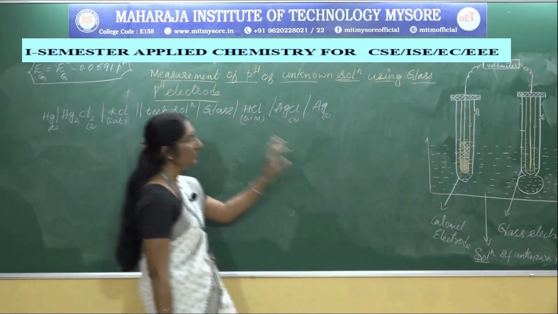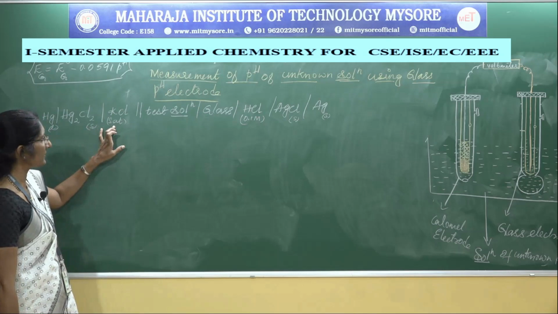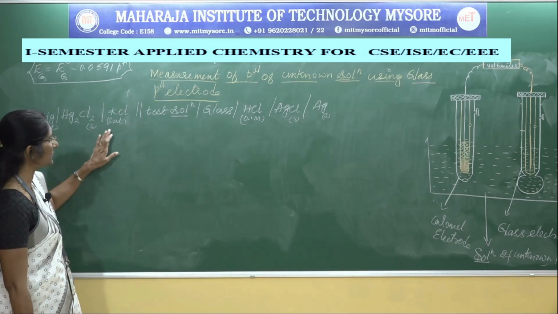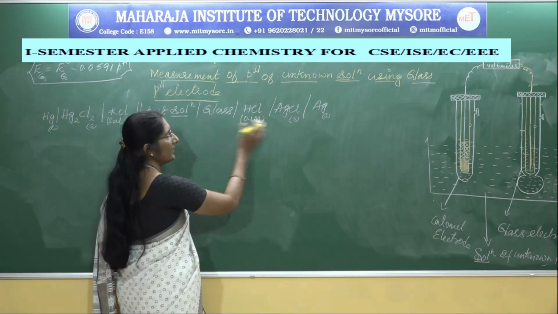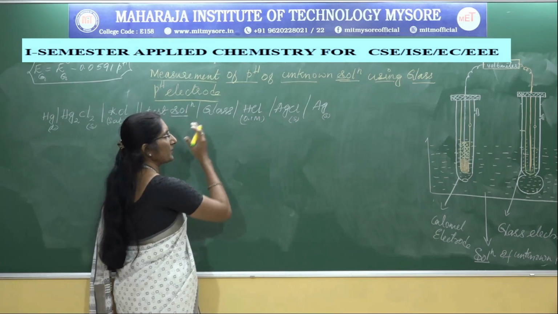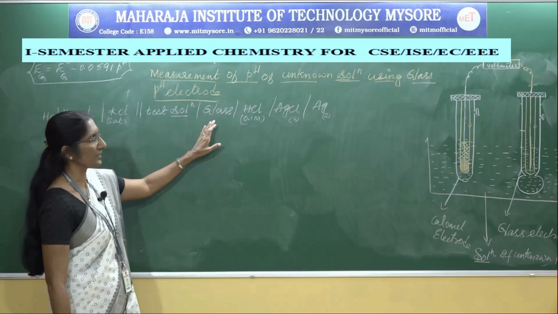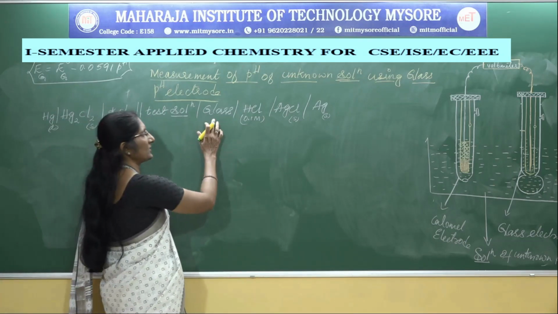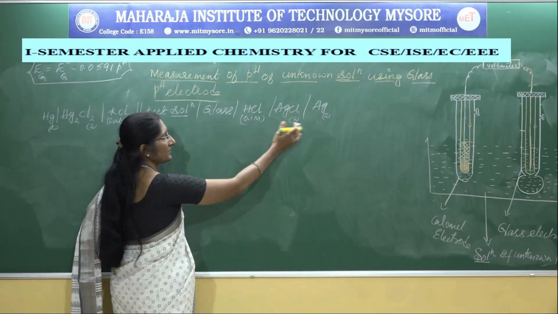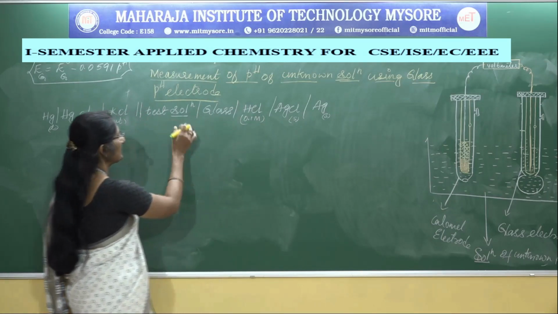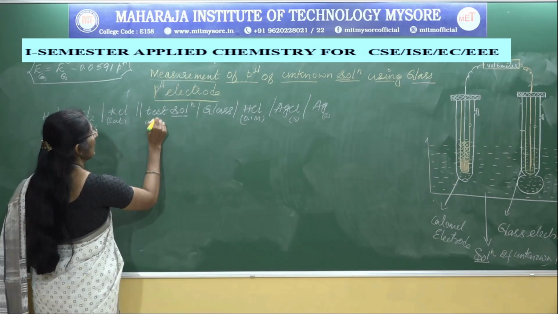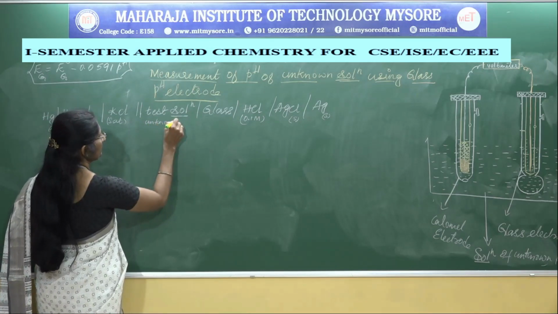According to this diagram, the calomel electrode acts as an anode. Therefore, first we have to mention the anode representation. Then the glass electrode acts as a cathode. Therefore we have to represent the cathode. The cathode is the glass electrode. Its representation is glass, HCl, AgCl and Ag. So exchange of ions takes place with this test solution. This is of unknown pH.